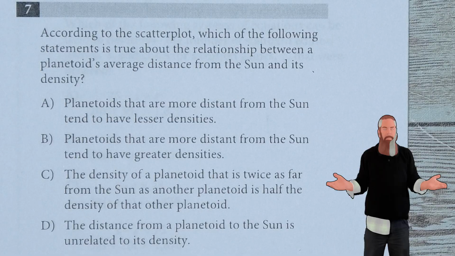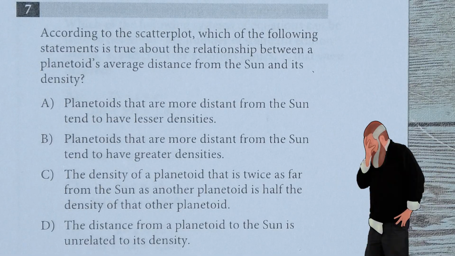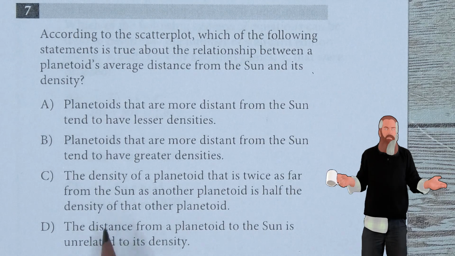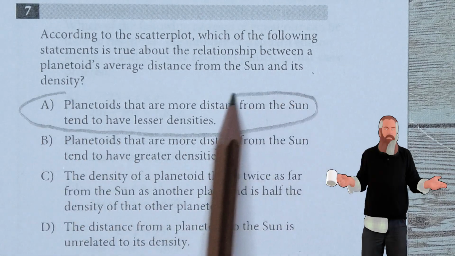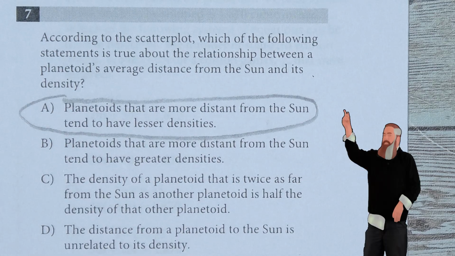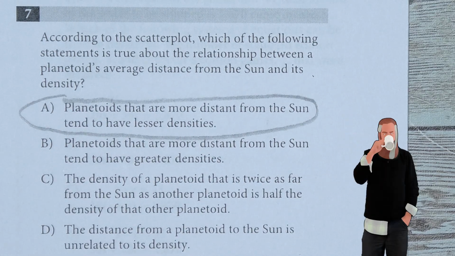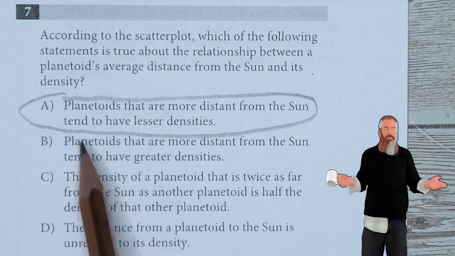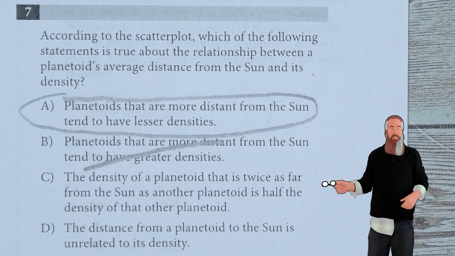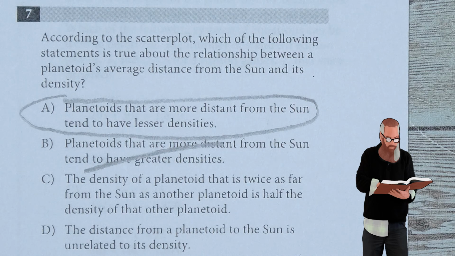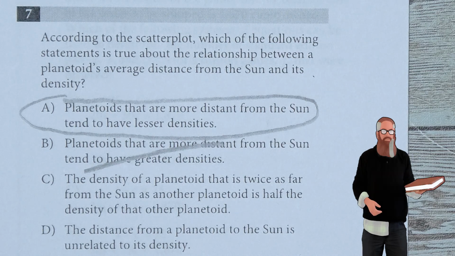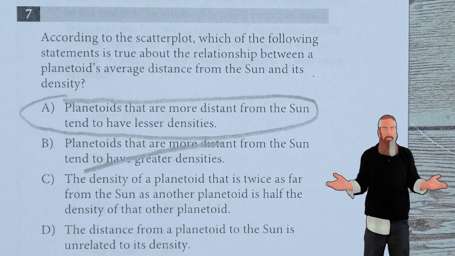Planetoids that are more distant from the sun tend to have a lesser density. Now, that line of best fit was a negative line, which leaves us with A being an answer. Planetoids that are more distant from the sun tend to have a greater density is a direct opposite of A and not an answer. The density of a planetoid that is twice as far from the sun as another planetoid is half the density of the other planetoid.